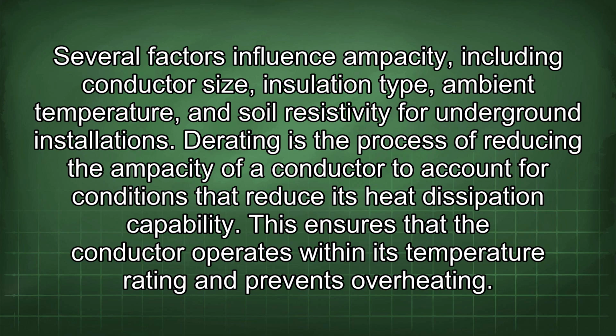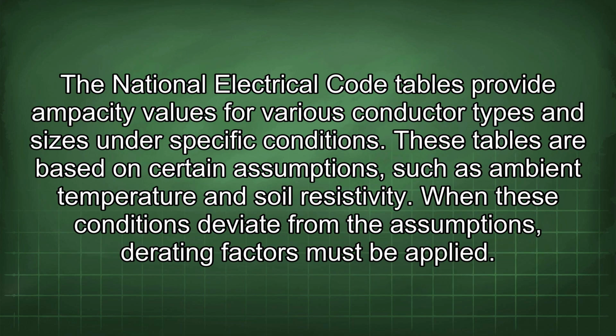Derating is the process of reducing the ampacity of a conductor to account for conditions that reduce its heat dissipation capability. This ensures that the conductor operates within its temperature rating and prevents overheating. The National Electrical Code tables provide ampacity values for various conductor types and sizes under specific conditions. These tables are based on certain assumptions, such as ambient temperature and soil resistivity. When these conditions deviate from the assumptions, derating factors must be applied.